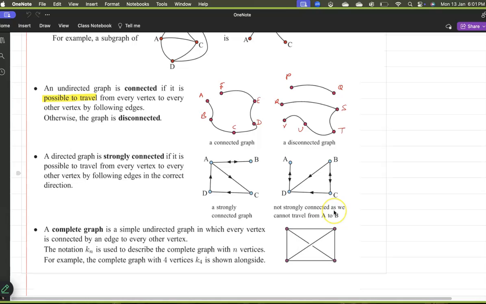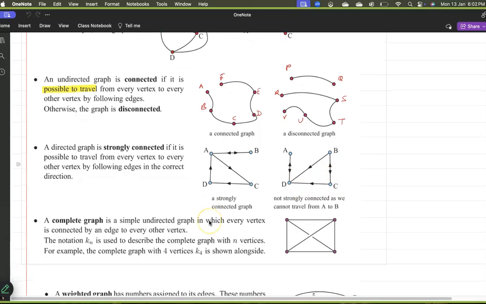This is not strongly connected. Why is it not strongly connected? Because if you travel from A to D, there's no way you can go from D to C, because this is the in edge for D. This is also an in edge. There's no out edge from D. So from D there's no way to go out, basically.